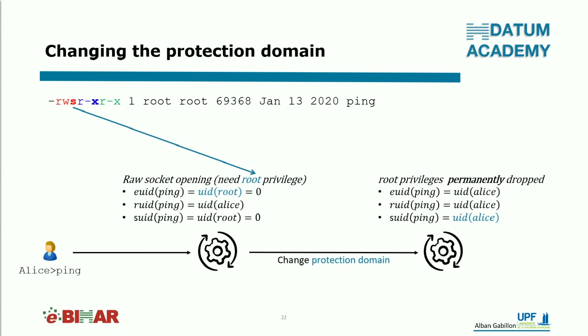So this is exactly the same example, but the process sets the saved UID to the UID of Alice when changing its protection domain. Because of this, there is no way the process can change back to root. In that case, root privileges have been permanently dropped.